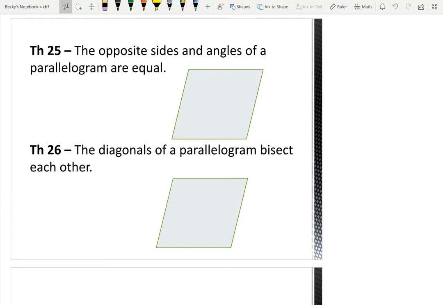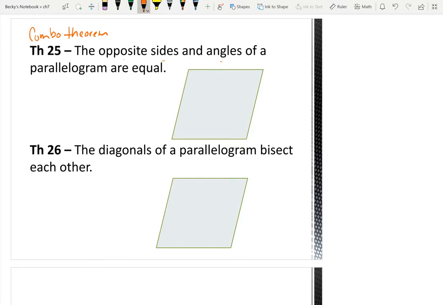Now, theorem 25, I always call this the combo theorem. The first year I taught out of this book, I really thought it had to be both. Let's read it. It says the opposite sides and angles of a parallelogram are equal. So again, if I ruled the geometry world, I would make this into two different theorems, or one a theorem and one a corollary, because this is dealing with two ideas.